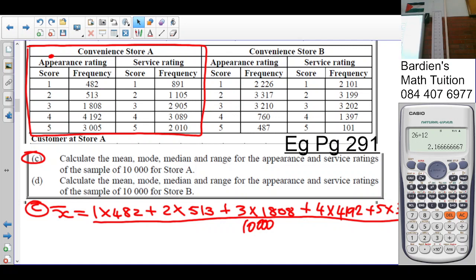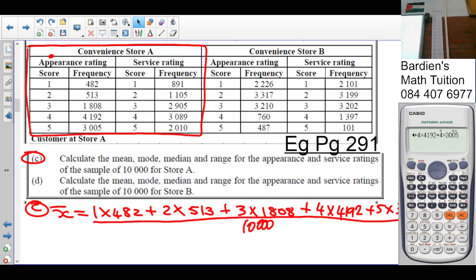Okay, so let's do this quickly. Come people. So let's just work out the top first. It's 1 multiplied by 482, no? So it's 1 times 482 plus 2 times 513 plus 3 times 1808 plus 4 times 4192 plus 5 times 3005.